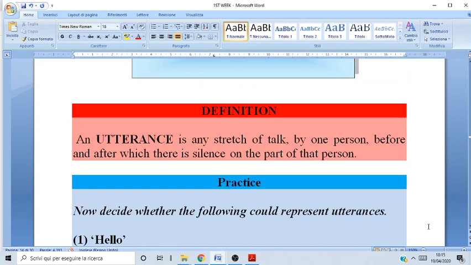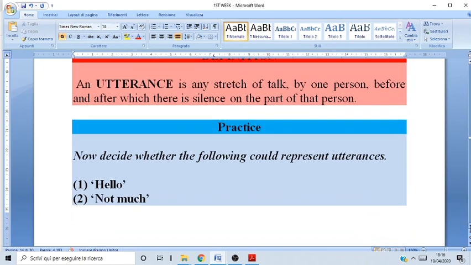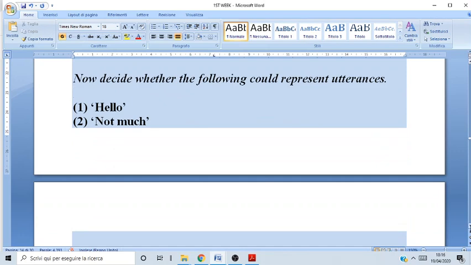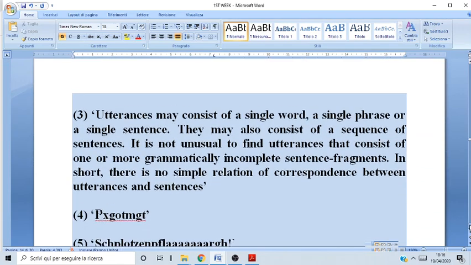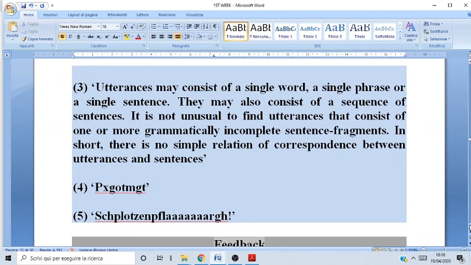So let's decide if these can be utterances or not. Hello? Not much. Utterances may consist of a single word, a single phrase, or a single sentence. They may also consist of a sequence of sentences. It is not unusual to find utterances that consist of one or more grammatically incomplete sentence fragments. In short, there is no relation of correspondence between utterances and sentences.